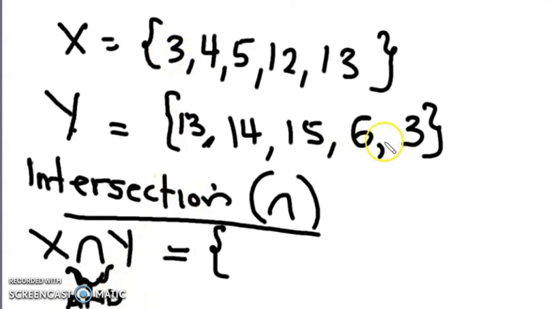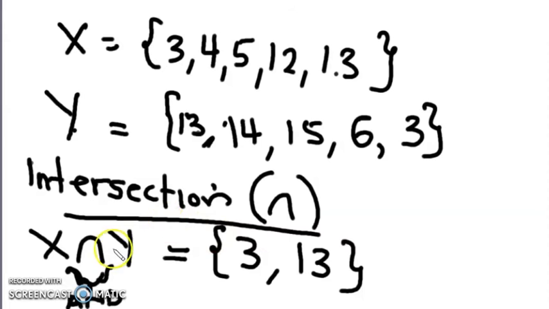3 is in both sets. 3 is here, 3 is there. So we write 3. 4 is in X but not in Y. So we do not write 4. 5, no, and 12, no. When we look at 13, 13 is in both sets. So we write 13. And then we close the bracket because there are no more elements that are in both sets. Now, looking at this, X intersection Y has elements 3 and 13. Meaning 3 and 13 are in both X and Y.